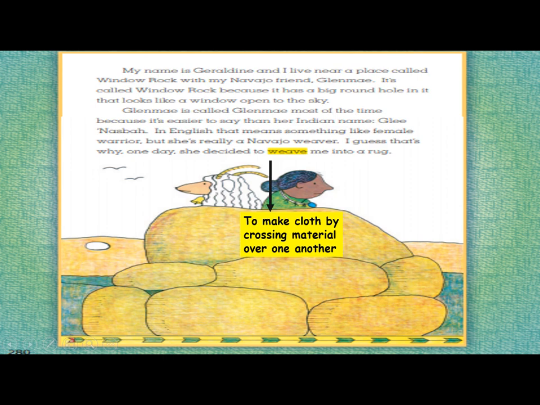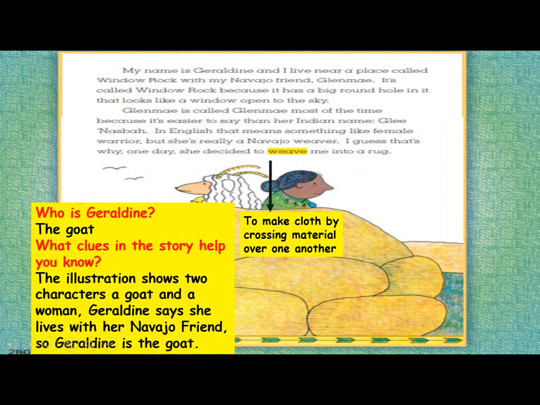"Glen May is called Glen May most of the time because it is easier to say than her Indian name, Glee Naspa. In English, that means something like female warrior, but she's really a Navajo weaver. I guess that's why, one day, she decided to weave me into a rug." Me? Who's me? Geraldine. So Geraldine is the goat. Who's Geraldine? The goat.